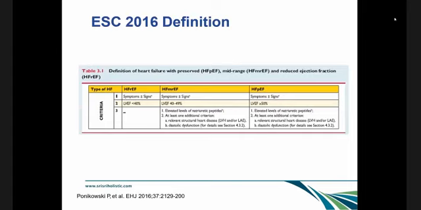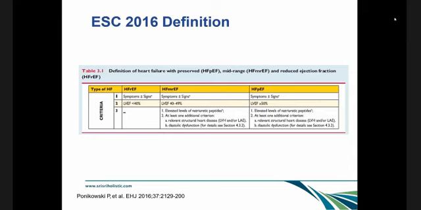The ESC 2016 has a more pragmatic definition, like all the ESC definitions are. Heart failure with reduced ejection fraction: signs and symptoms are a must. Then the ejection fraction by echocardiogram is less than 40%. Mid-range is 40 to 50%, just like in the American classification.